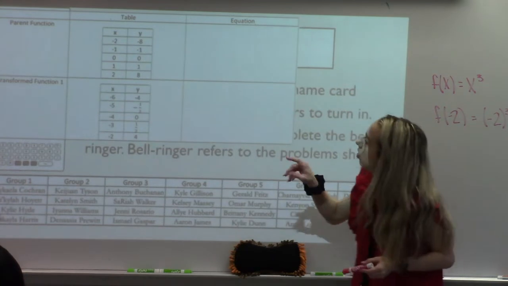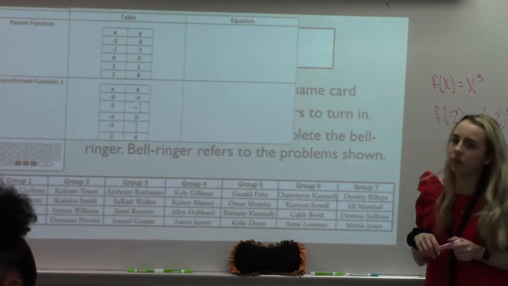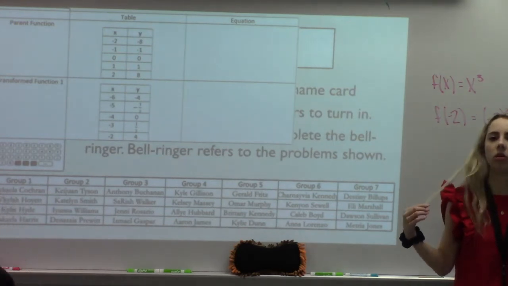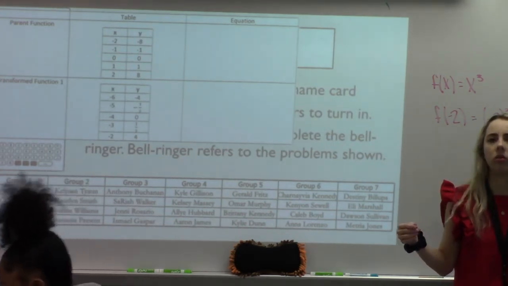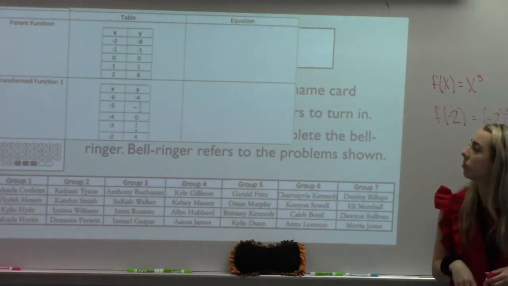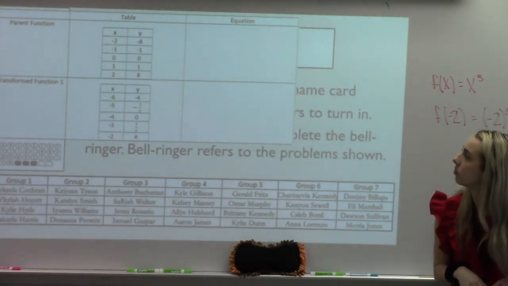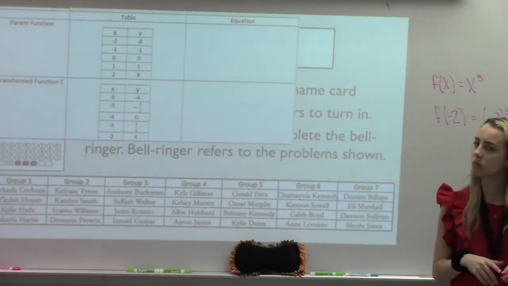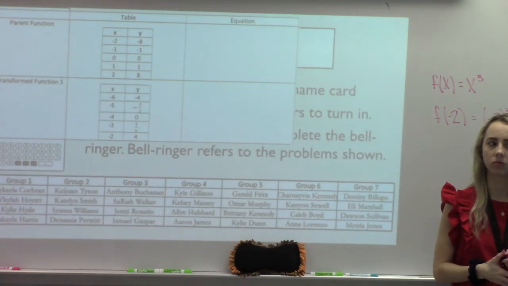For transformations, we're looking at what's going from the parent function to the transformed function. So you need to look at the parent function. What's happening to every x value to go from parent to transformed? They subtracted by 4. It's being cubed. That's what you're asking? No, we're looking at transformations. Transformed function 1.